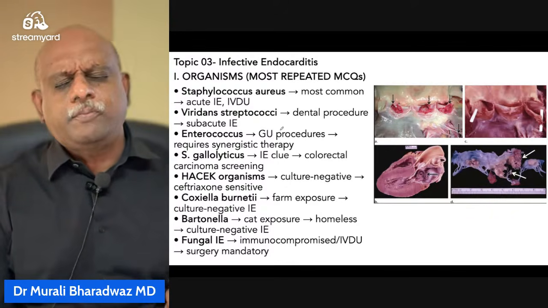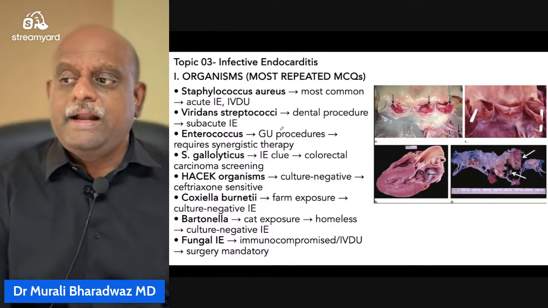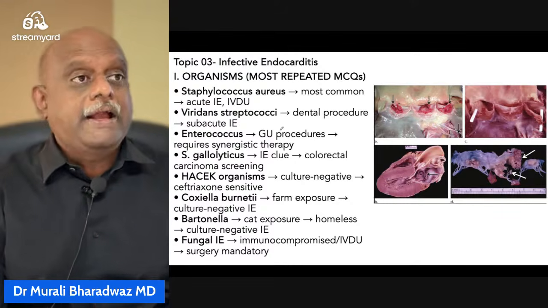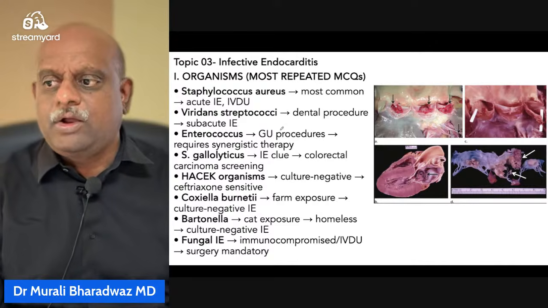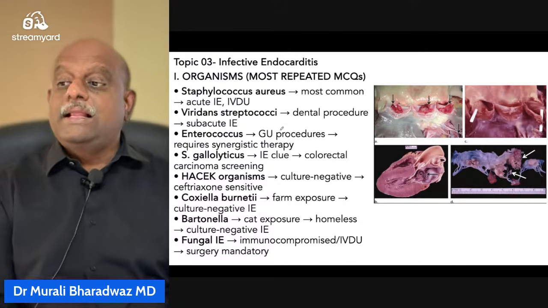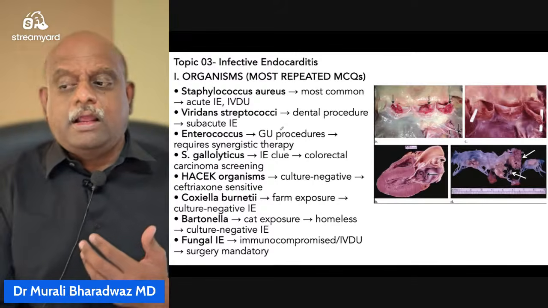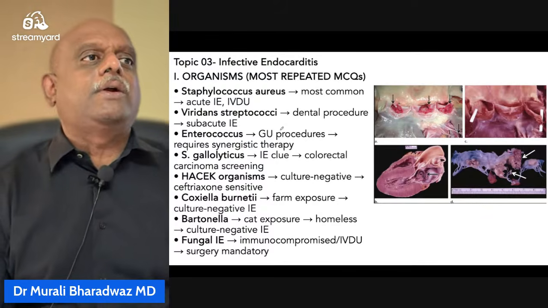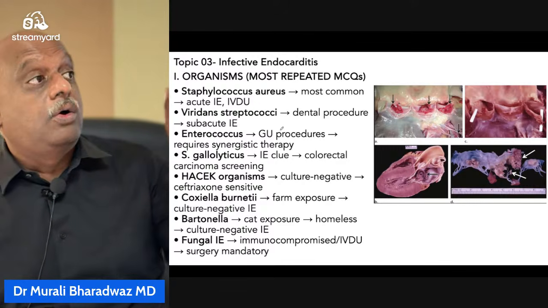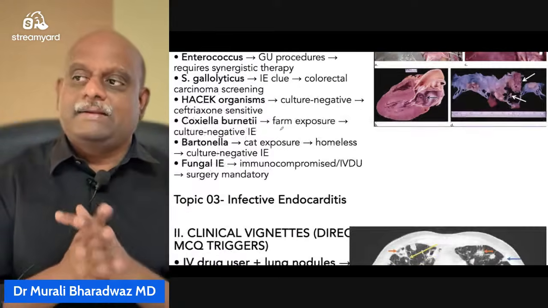Whenever there is a history of exposure to a farmer, and culture negative endocarditis is there, think of Coxiella burnetii, Q fever. Any exposure to cats in a homeless individual, think of Bartonella henselae, which is also culture negative infective endocarditis. Any immunocompromised patient or an IV drug abuser, fungal infective endocarditis is common, but the vegetations are very big sized. That's the reason antifungal therapy alone doesn't suffice. You need to give surgery, which is mandated.